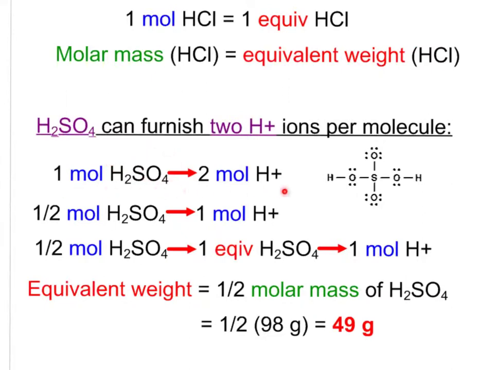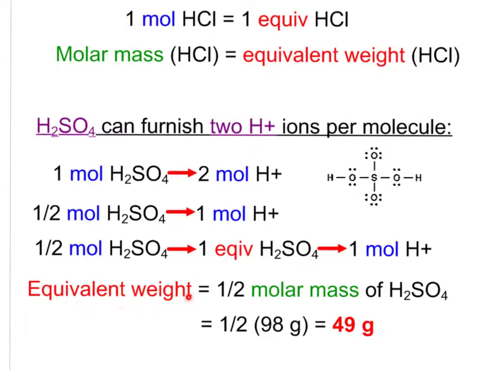So, if this is true, 1/2 of a mole is going to be equal to 1 mole of hydrogen ions, right? 1/2 of a mole of sulfuric acid will also equal 1 mole of hydrogen ions. I just took both sides of this equation and divided by 2. If 1/2 a mole of sulfuric acid is equal to 1 mole of hydrogen ions, that is 1 equivalent of the sulfuric acid, right? 1 mole of hydrogen ions is 1 equivalent of the sulfuric acid.